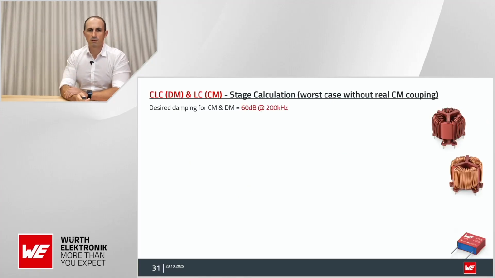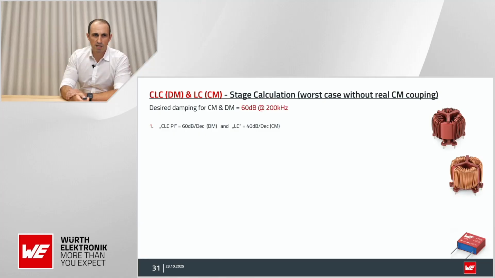All right, now put this all together. The damping we need is 60 dB at 200 kilohertz for both differential mode and common mode. That means for both, after we put everything in the formulas, we need for the common mode a corner frequency of around 6 kilohertz, and for the differential mode we need roughly 20 kilohertz, because we have a pi structure here, and here we only have an LC structure.